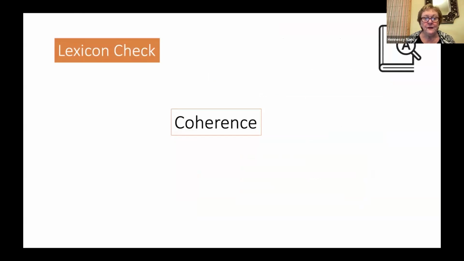All right, here's a quick lexicon check. I want you all just thinking for a moment about what the word coherence brings to mind for you. It's almost like there's a surface code here, and then you can go deeper with the meaning of the word coherence. It's an important word to understand, particularly as we talk about inference.